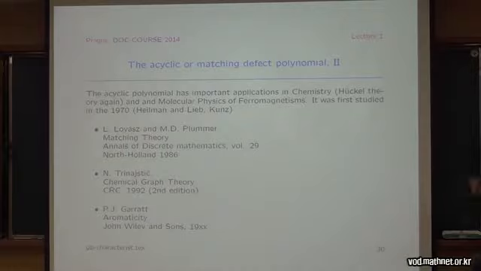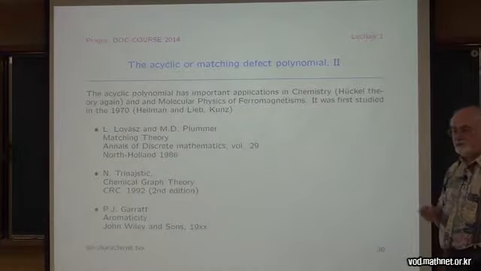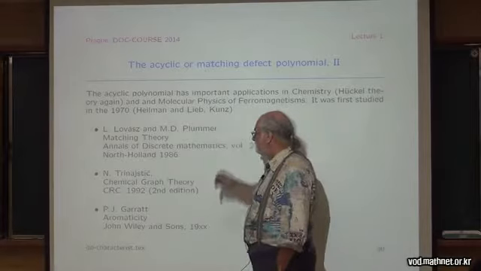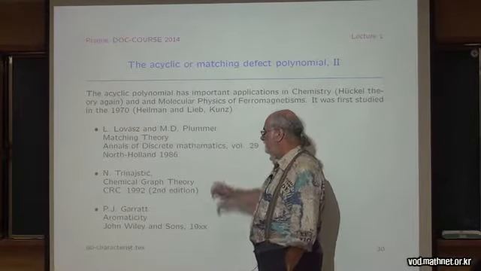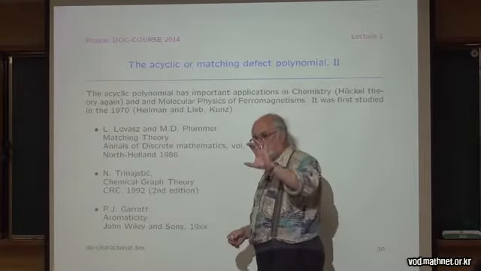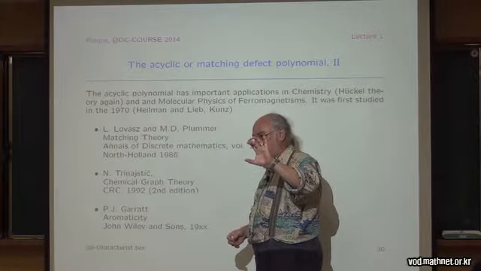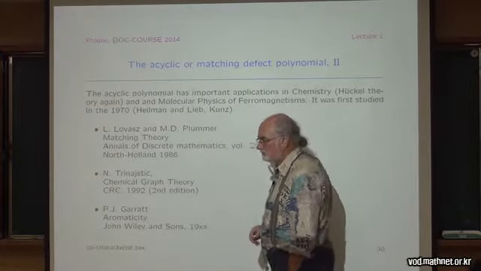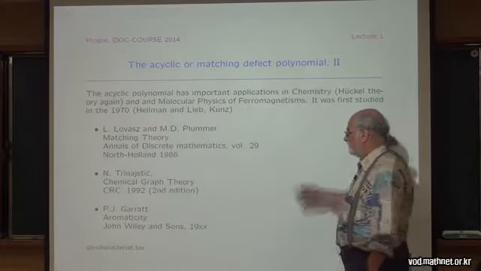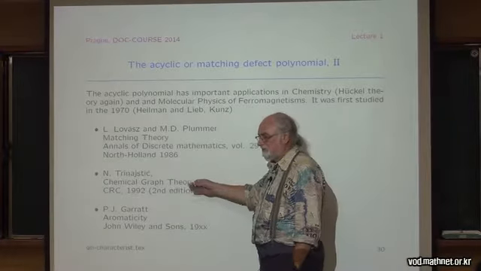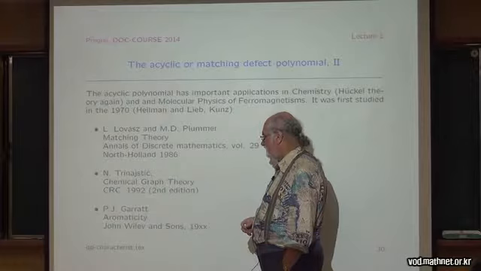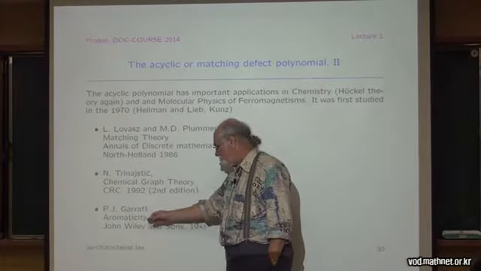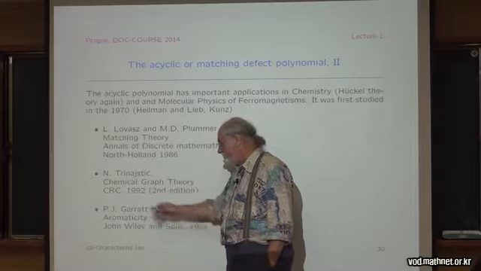Now again, to show you that this is really an elephant, a prominent member of my zoo, there is a book by Lovász and Plummer from 1986, Matching Theory. It's thick like this, 500 or 600 pages, and it has about 100 pages about the matching polynomial. Again, back we get to Trinajstić. It plays an important role in chemical graph theory, and it plays an even more important role in the standard work on aromaticity in chemistry by Garat.